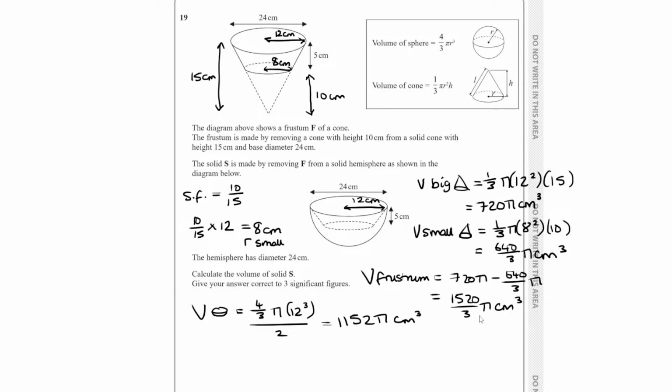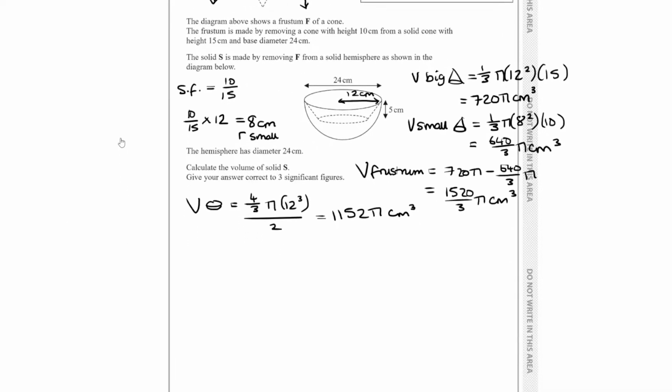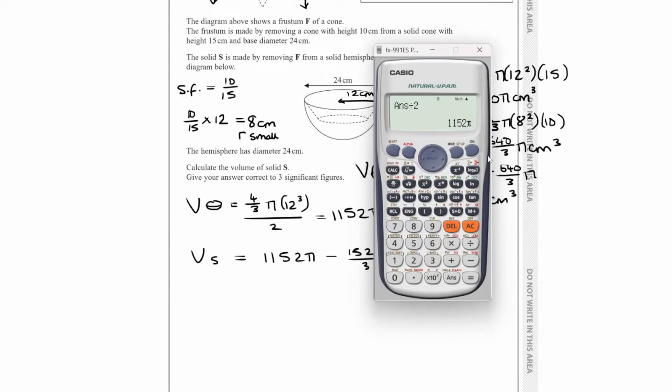Now we're on the final bit. So the volume of solid S, they've called it S, the volume of solid S is the hemisphere, which is 1,152 pi, minus the frustum, which was this one, 1,520 over 3 pi. So I'm just going to use my answer. Answer minus 1,520, right? Yeah, over 3 pi.